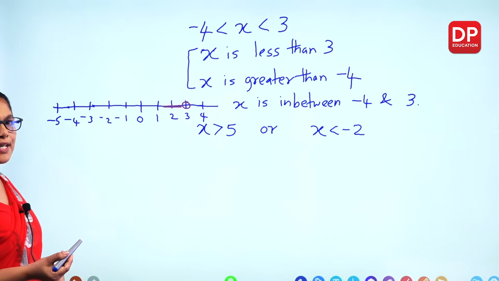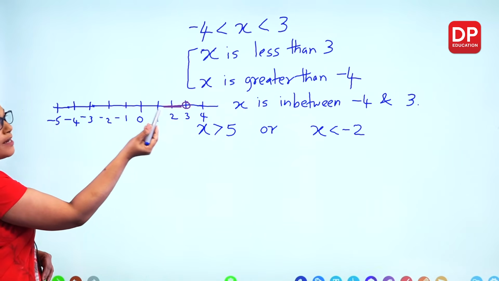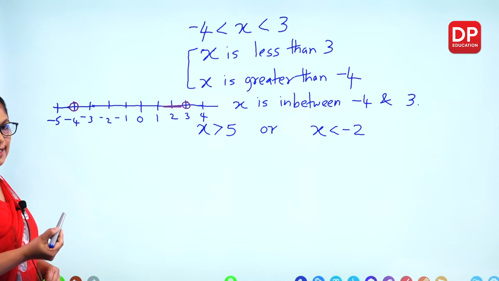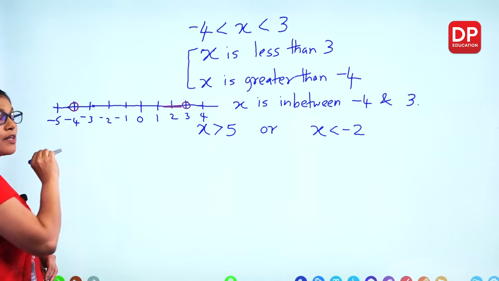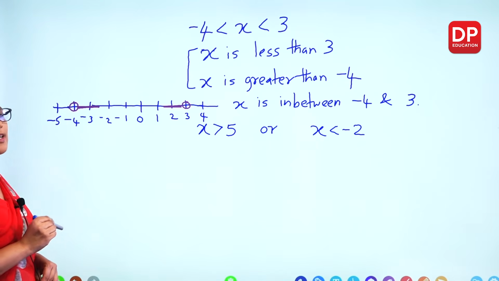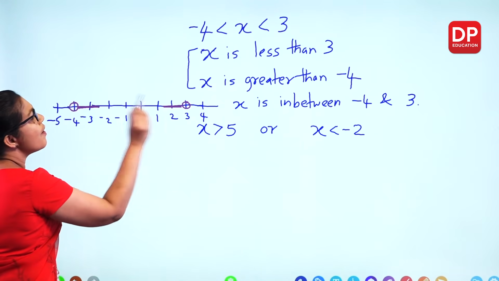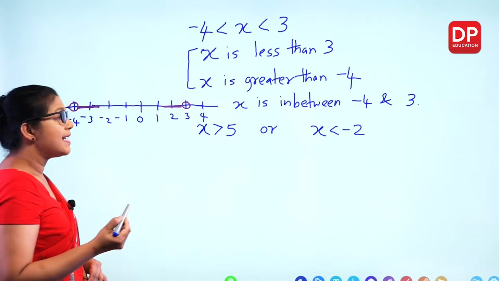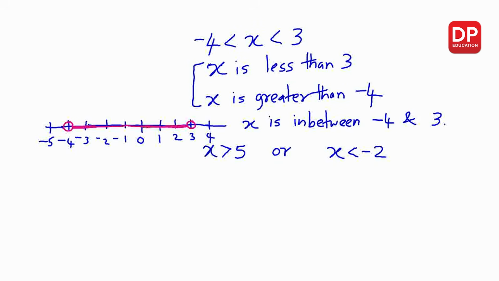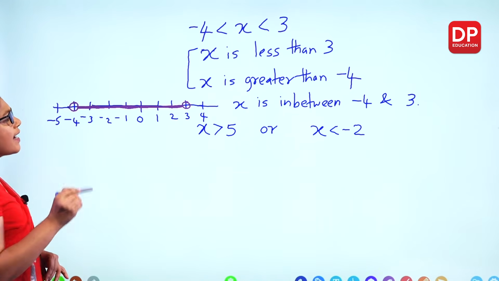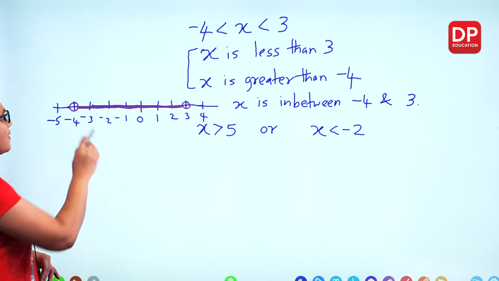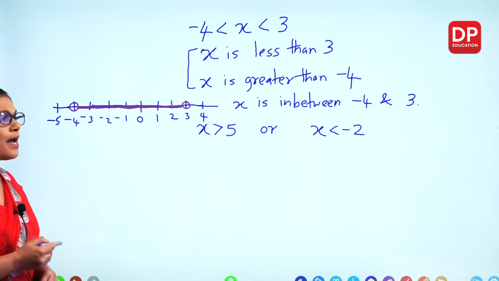X is greater than minus 4. So, we mark minus 4. Here also, minus 4 is not included, so we use an open circle like this. X is greater. Which side is greater? We know that the right side is greater, so we can mark this way. So, we know the value of x is in between these two. We can continue this line and say x is in between minus 4 and 3. So, this is how we can represent it on a number line.